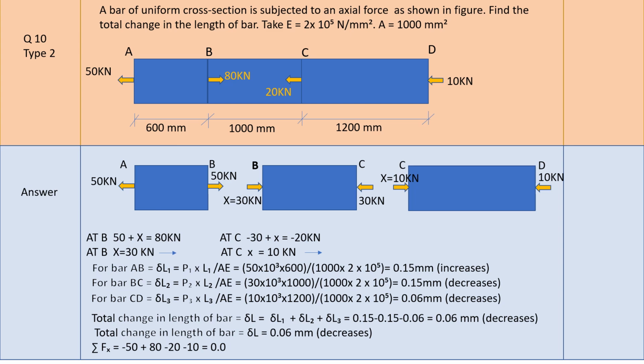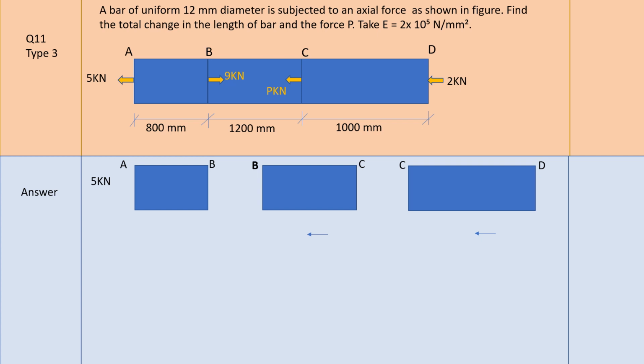Let us come to the next type of problem. Now here a bar of uniform 12 mm diameter is subjected to an axial pull as shown in figure. Find the total change in length of bar and force P. Take E is equal to 2 into 10 raised to 5 Newton per mm square. Now the forces are here as they are shown. What we do when we get such a problem is first draw 3 blocks AB, BC and CD separately, so that this is the free body diagram for AB, BC and CD, and then show the forces.